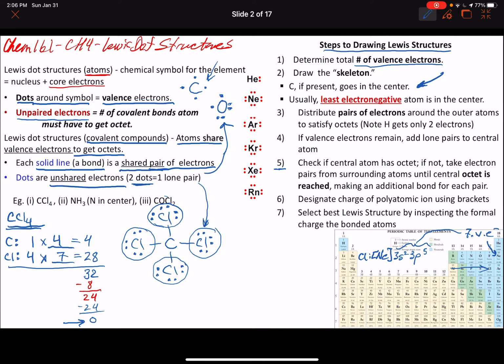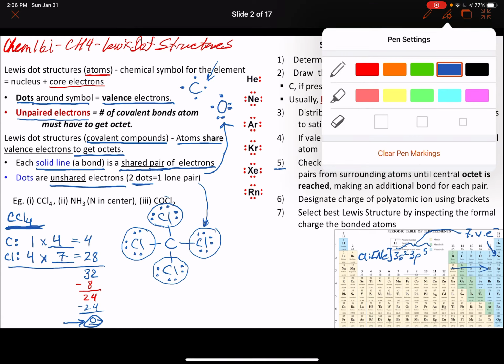Okay, so at this point, this Lewis dot structure is correct. We've used all valence electrons. We have none left. We have octets all the way around. And this is our correct Lewis dot structure for CCl4, carbon tetrachloride. Okay, good. So let's try another example. We'll use NH3 as the next example. So I'll just make some room for that.